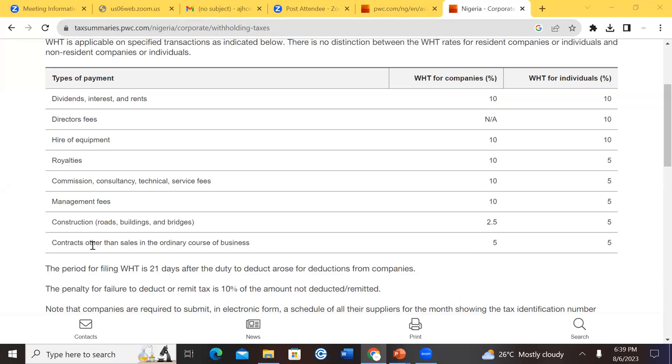Then this is the one we are all familiar with, contracts other than sales in the ordinary course of business. So for instance, you bought inventories, you bought goods and other things. It's 5% both for companies and for individuals.